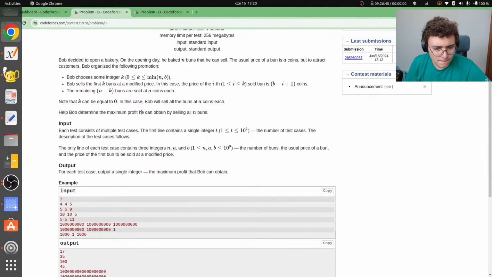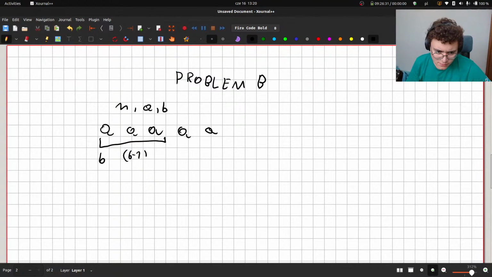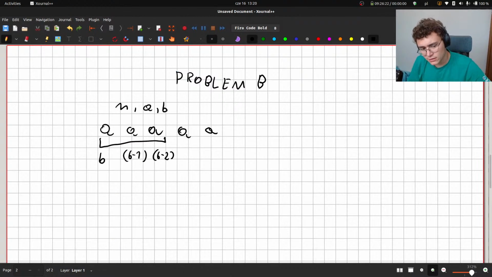So now he can choose some prefix of those buns, and he sells the first of those buns for b, the second for b minus 1, and the third for b minus 2, etc. So now he wants to know how much money he can earn if he chooses this prefix correctly. It can also be empty, right? So yeah, this is purely a math problem.